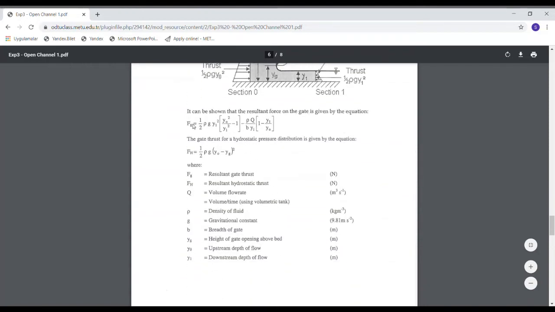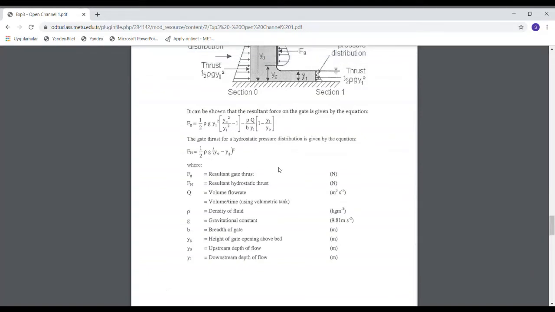If we look at the first equation, we have rho, g, y1, y0, we have rho, q, b, and that's it. And in the second equation, we have again rho, g, y0, and in addition to this equation, we have yg. I actually explained some of them in the first part of this experiment, which was the discharge beneath sluice gate. However, I want to go over them anyways.